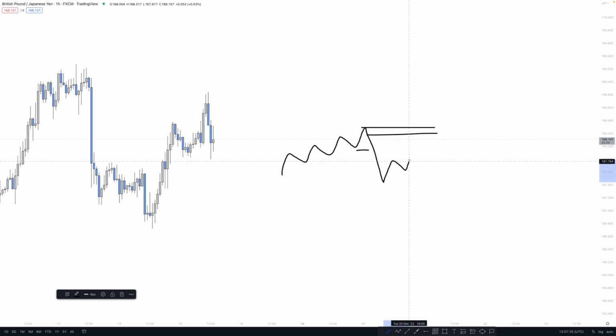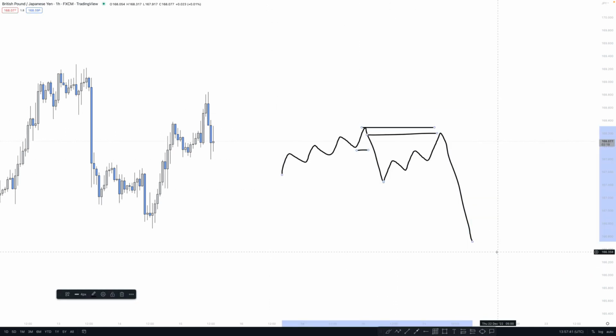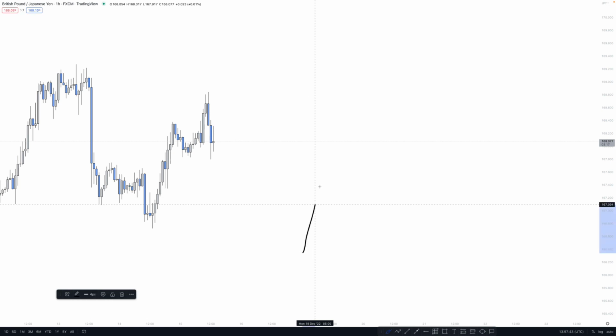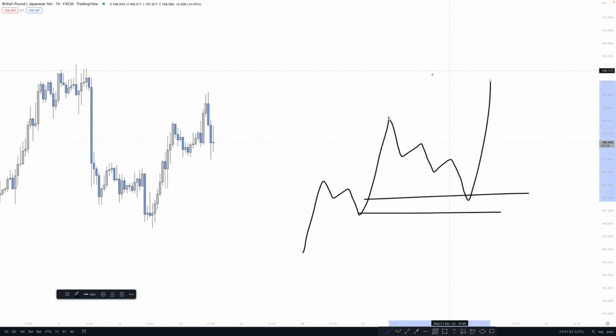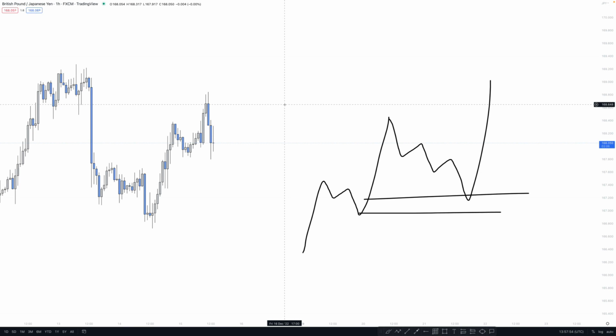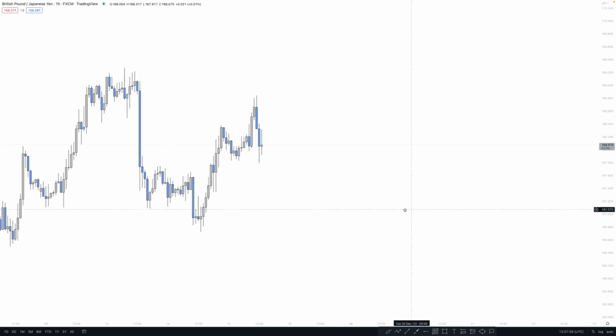I want to see 1, 2, 3. This is something that I like to see on GJ. Perfectly fine for me to execute. The same thing goes for continuation trades: impulse to the upside, retrace, another impulse. I want to see this demand zone here. I want to see 1, 2, 3. Boom. This is something that works beautifully on GJ. And that's pretty much it.